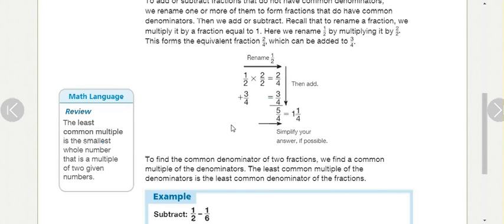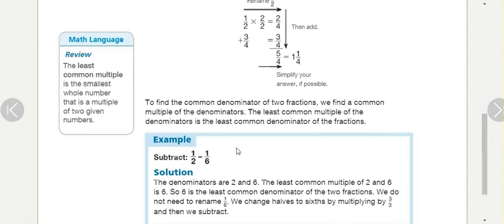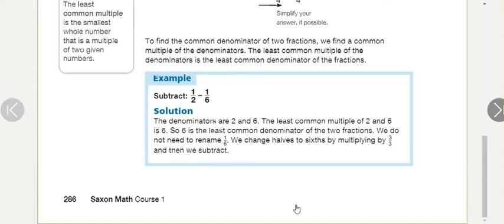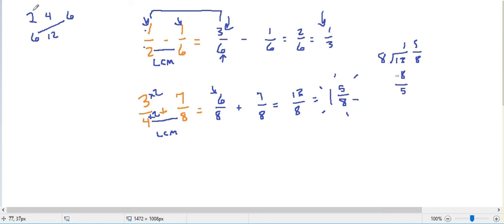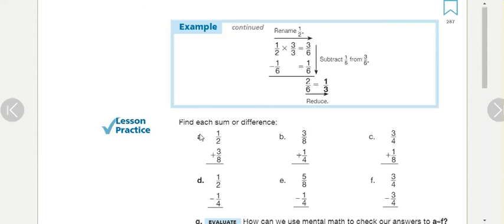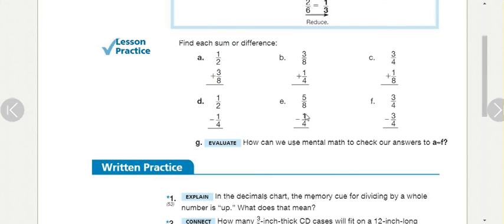Least common multiple is the smallest whole number that is a multiple of two given numbers, and we use it to find that. Just like when I said we were counting by, right? Counting by 2s, counting by 6s. What's the least number that they both have in common? Least common multiple becomes the denominator.